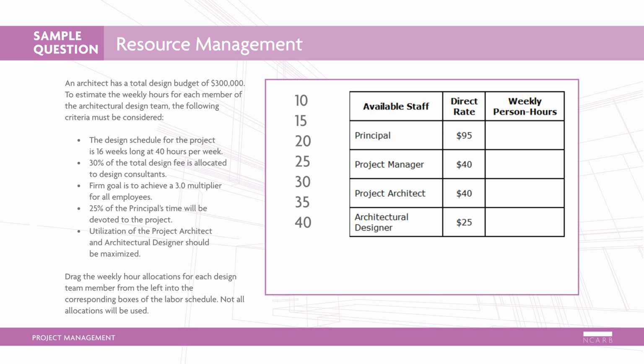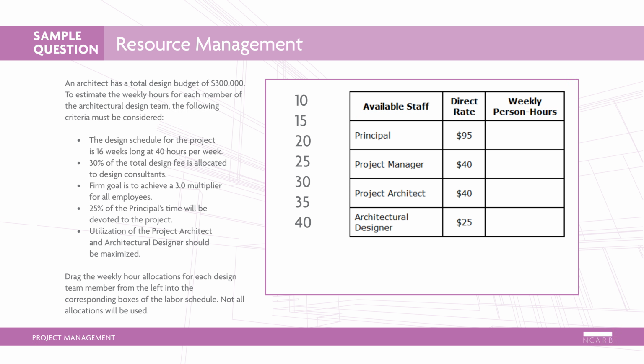An architect has a total design budget of $300,000. To estimate the weekly hours for each member of the architectural design team, the following criteria must be considered. The design schedule for the project is 16 weeks long at 40 hours per week. 30% of the total design fee is allocated to design consultants. Firm goal is to achieve a 3.0 multiplier for all employees. 25% of the principal's time will be devoted to the project. Utilization of the project architect and architectural designer should be maximized.